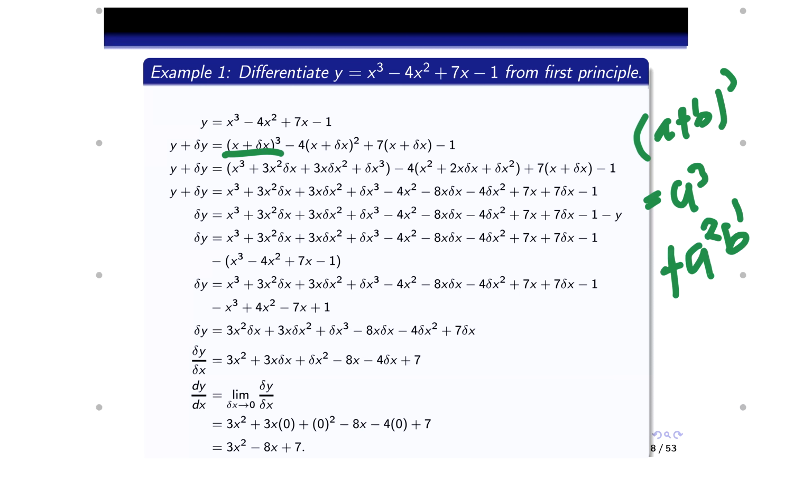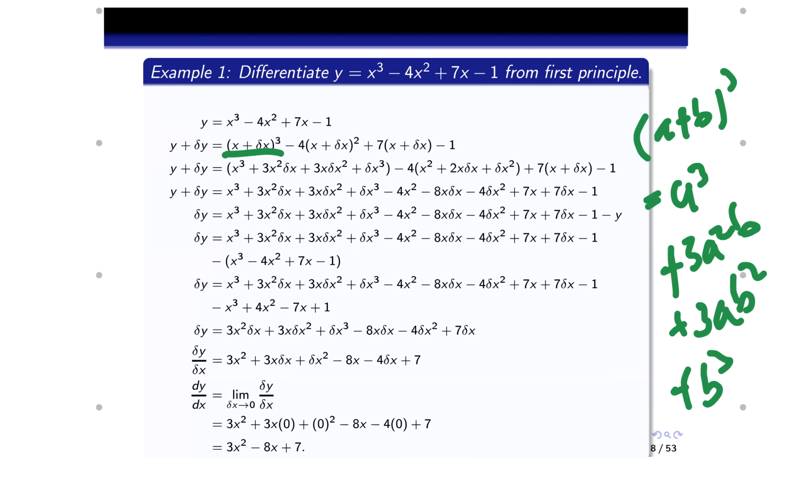Of course, this one has a coefficient of 3. I was going to forget that. So you have 3a squared b. And the next thing, you have 3ab squared. The power of a continues to reduce while the power of b continues to increase. And finally, you have b raised to power 3. And that is exactly what you have around here.